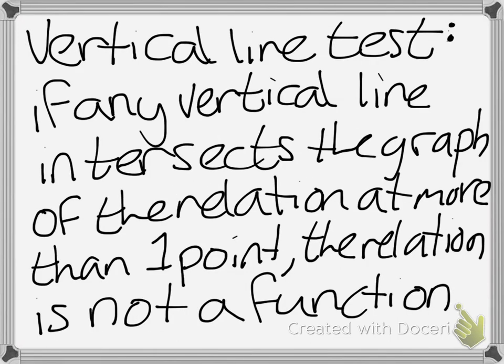Alright. So we have an easy way when we're looking at a graph to immediately be able to tell whether it's a function or not. If it is possible to draw a vertical line that touches your relation at more than one place on its graph, then your relation is absolutely not a function.